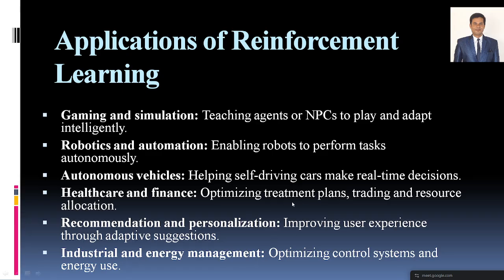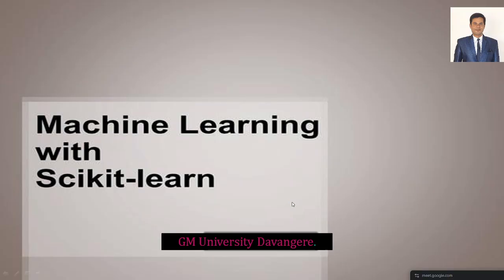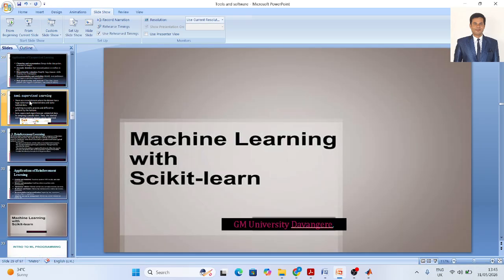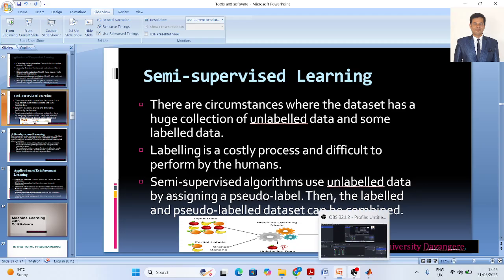Okay, so based on this only we have to use our concept. I hope this machine learning concept is very clear to all of you. Is that clear? Supervised, unsupervised, semi-supervised learning as well as reinforced learning.